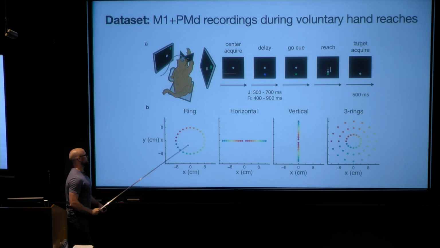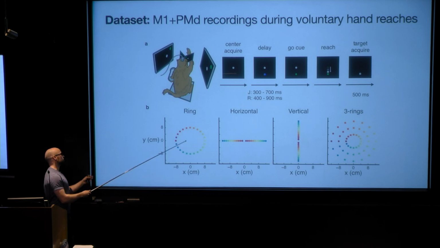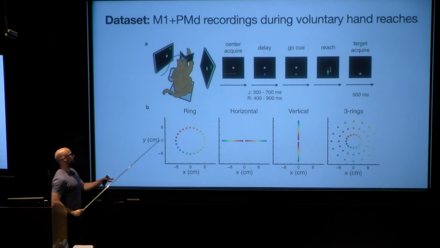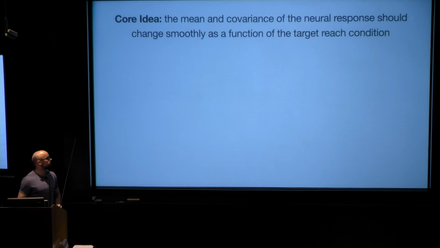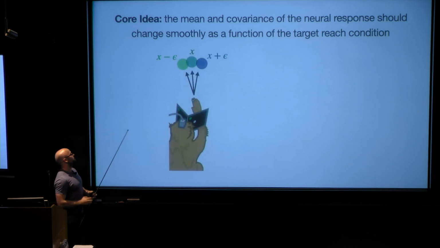In all of these cases, this is just to give you a flavor of the different conditions, but in all cases, we have a continuous set of targets, and that's going to be important. In fact, that's what I'm going to emphasize on this slide right here. So imagine what's happening as the monkey is about to reach to position X.